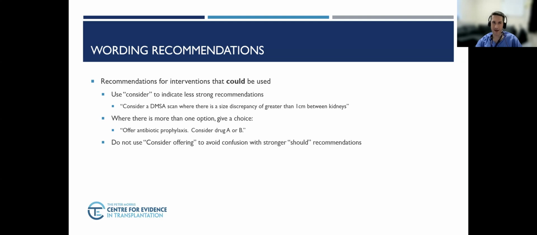When we're less clear about the quality of the evidence or the strength of the underlying evidence, we will provide an option. In other words, use the word could. Okay, and here we tend to use consider to indicate a less strong recommendation. So consider a DMSA scan. If we've got more than one option, you say consider drug A or drug B. Try to avoid confusing terms which could imply should or could recommendations. So try to use things like consider offering, where you've got consider and then another verb afterwards.